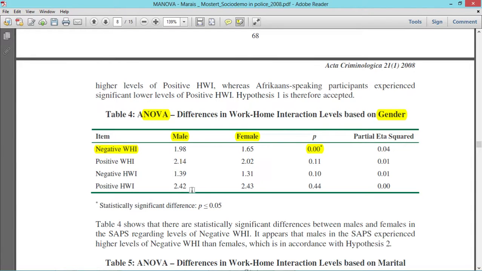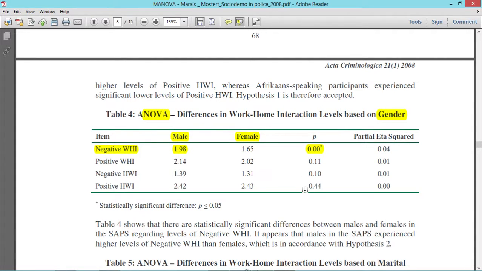Okay, so who has the highest numerical value? Okay, the males do. Yes, the males do. So therefore, the males experience higher levels of negative work-home interaction than females do. And the difference thereof is statistically significant because we can see over here, yeah, there are values, but they're basically next to each other, so they're not significant. Okay?